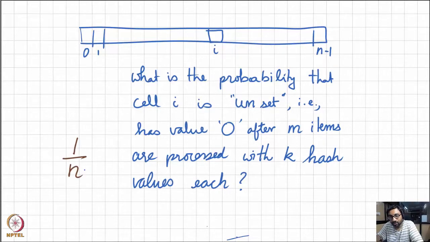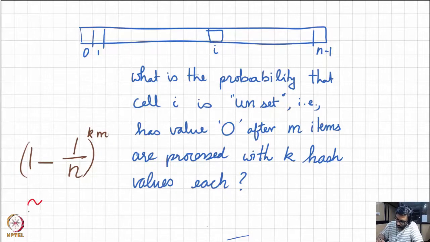So each time an item is hashed, that particular location will escape being hashed into with probability 1 minus 1 over n. And how will this cell escape being hashed into when m items have been processed and each one of them with k hash functions? Well, this whole probability raised to the power k times m.